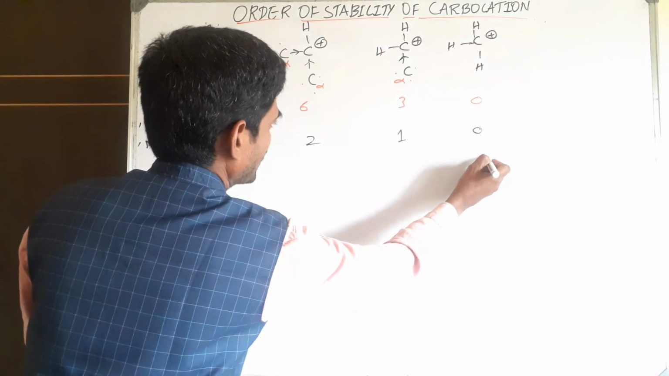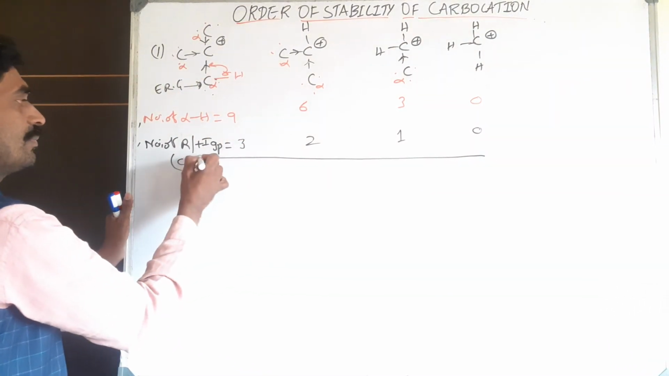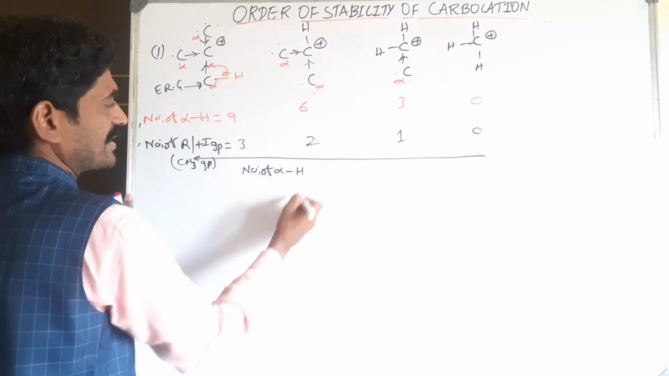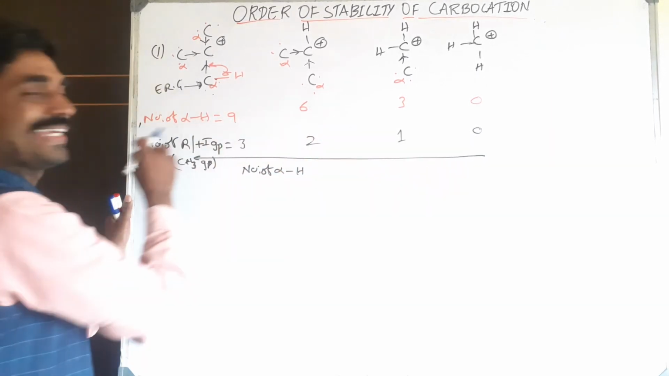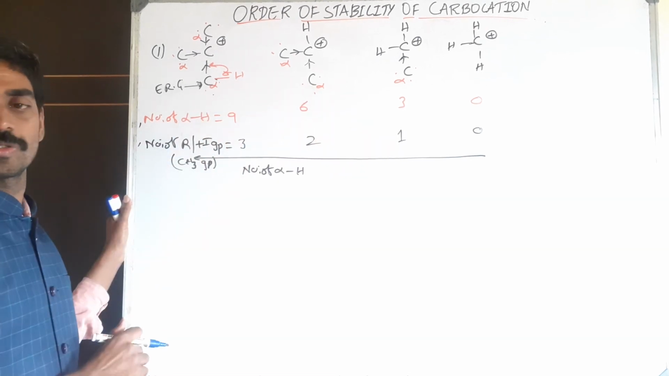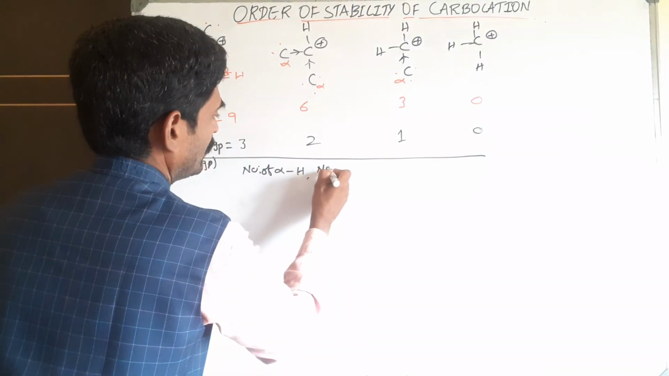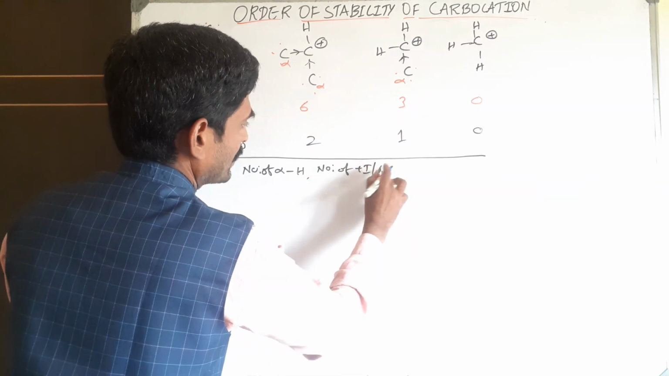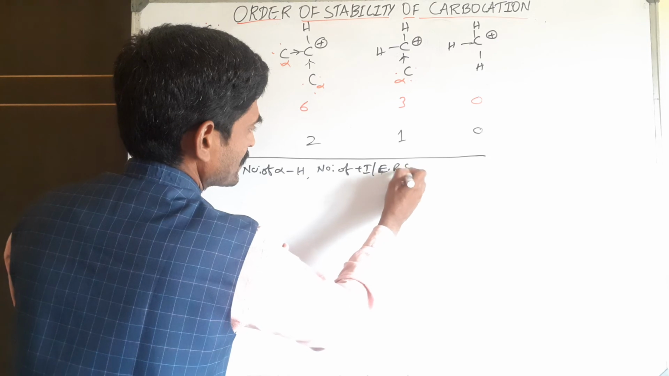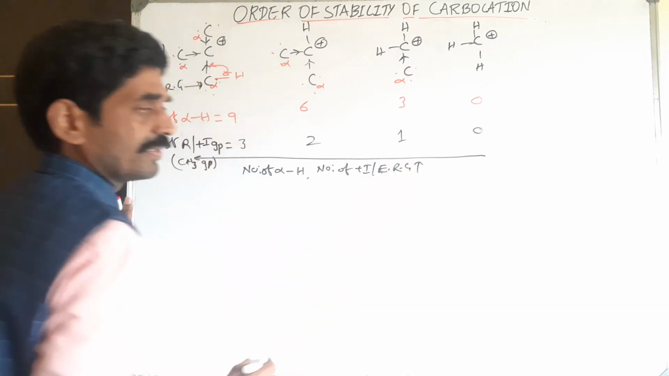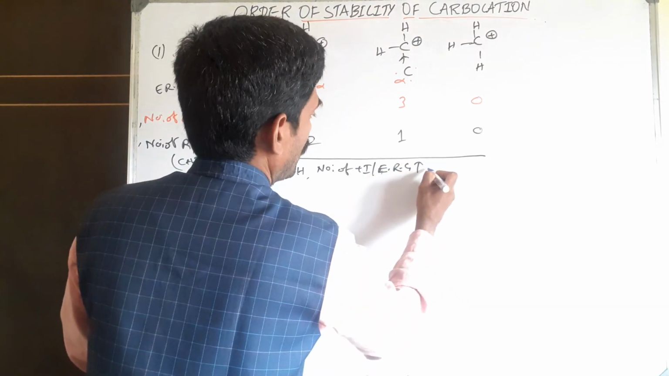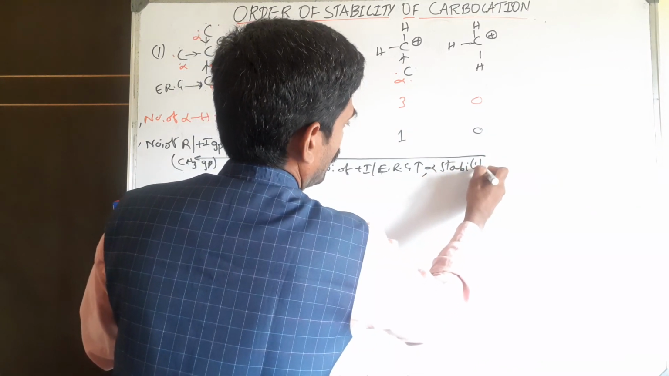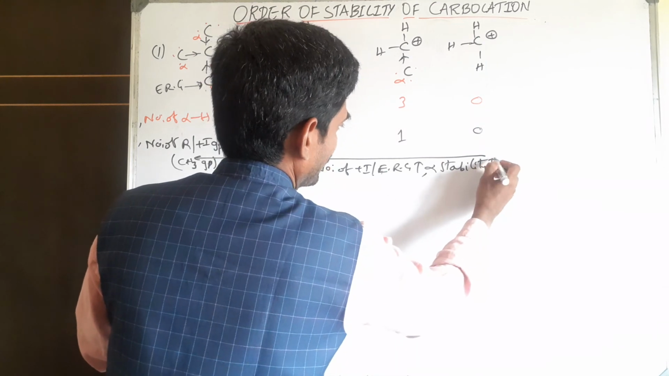As you move from the methyl group towards the tertiary butyl group, the number of alpha hydrogens increases from methyl to tertiary butyl group. In the same manner, the number of plus I groups, or electron releasing groups, also increases. Then the stability of carbocations also increases, right? Then you will get a conclusion.